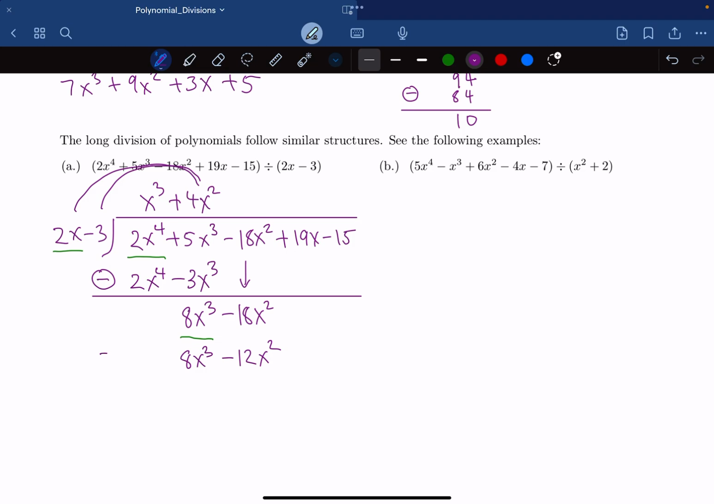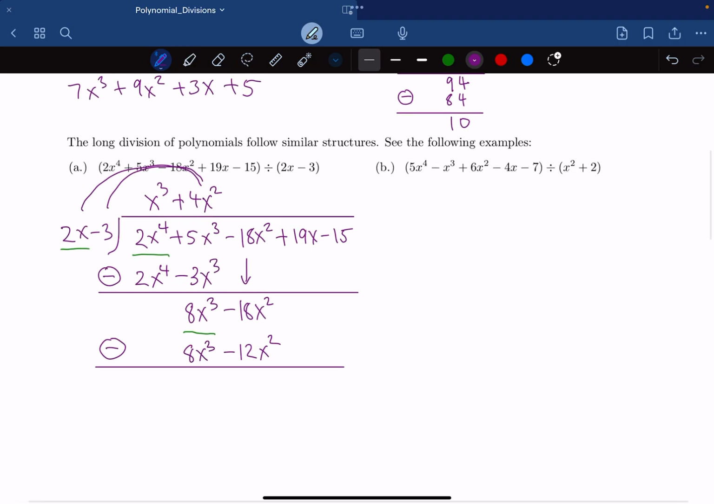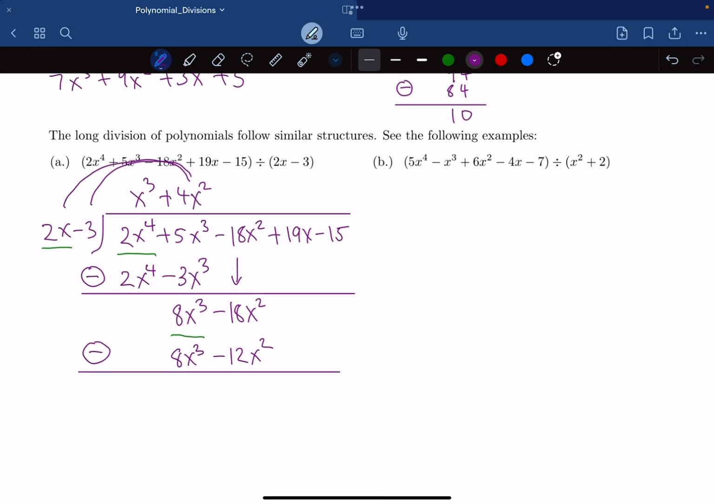I'm going to subtract. 8x cubed, they cancel each other out. Negative 18x squared minus negative 12x squared is negative 18x squared plus 12x squared. It is negative 6x squared. Drag down the positive 19x.